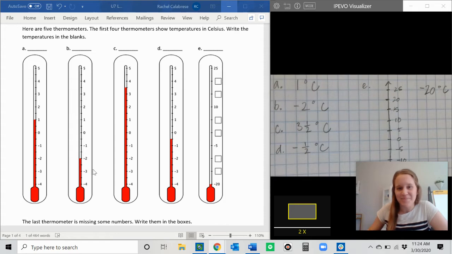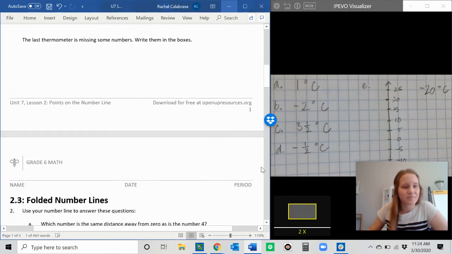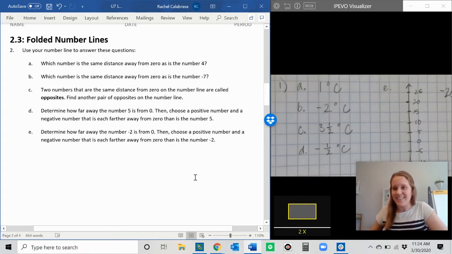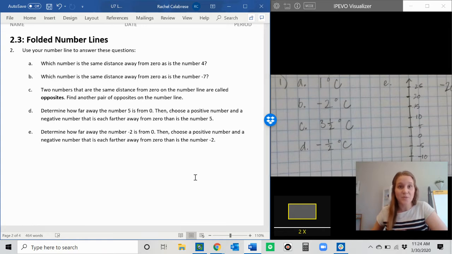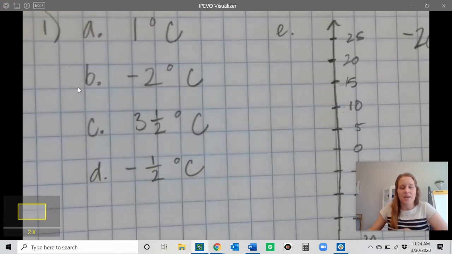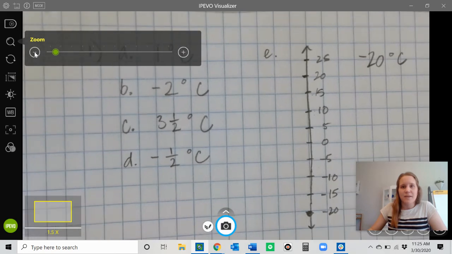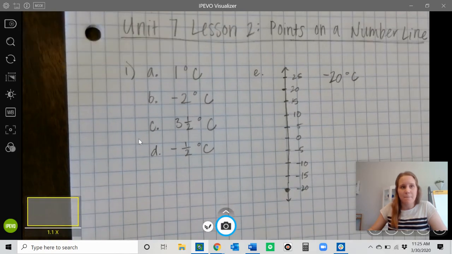Awesome. Let's try another one. All right, for this activity, this says folded number lines. Because we are not in class together, I can't give you tracing paper to fold, but we are going to draw a number line together. So actually, before we get into any of these questions, we're going to draw this time a horizontal or side-to-side number line that goes from -10 to +10.